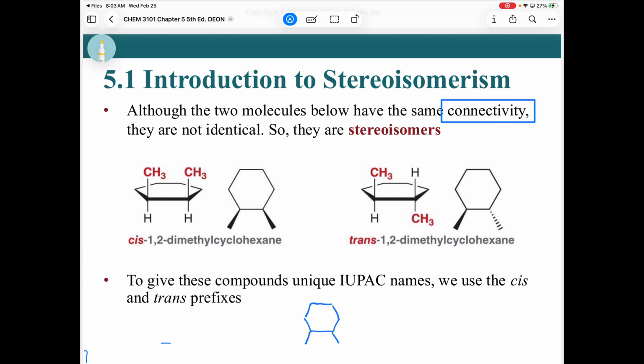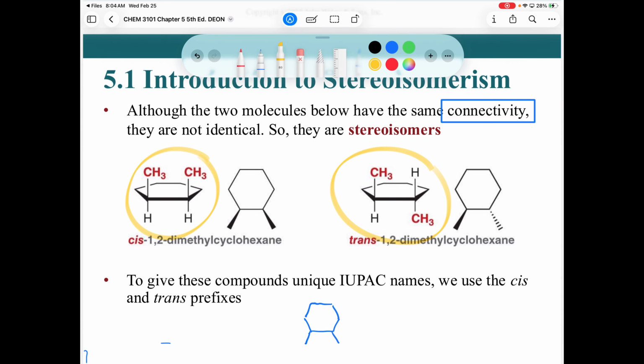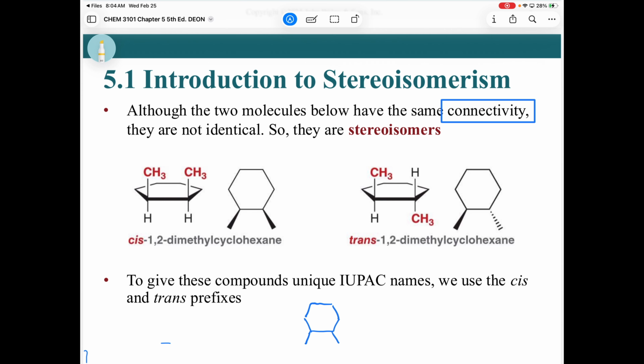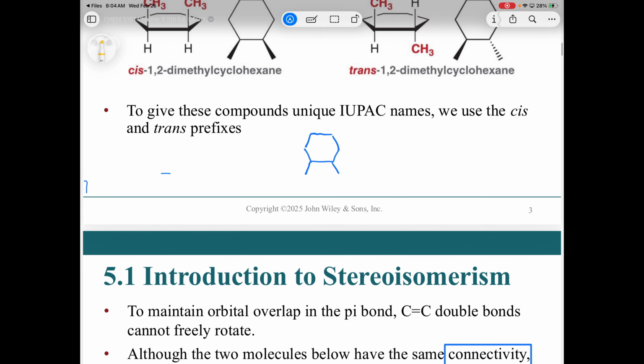You have a 6-membered ring, you have 1 methyl group, and then on the next door carbon, you have another methyl group. However, if you try to overlap this structure and this structure, you see that they are non-superimposable. You with me on that? So we would say they are what? Stereoisomers of each other. Now, if you've read the chapter already and you say, well, if they're not enantiomers, what are they? We're going to cover that in just a second, so don't stress about that.